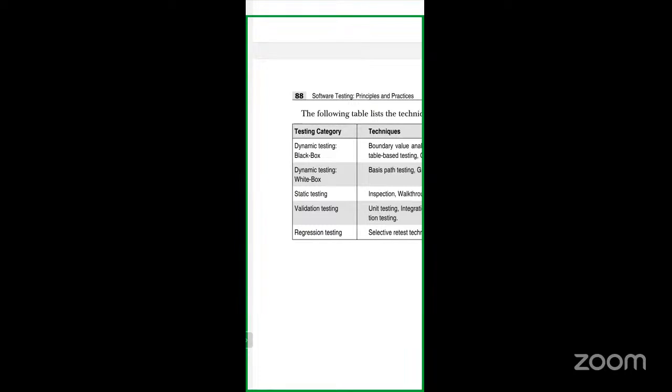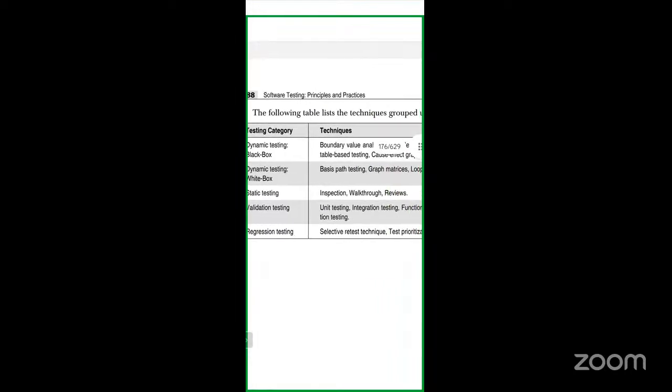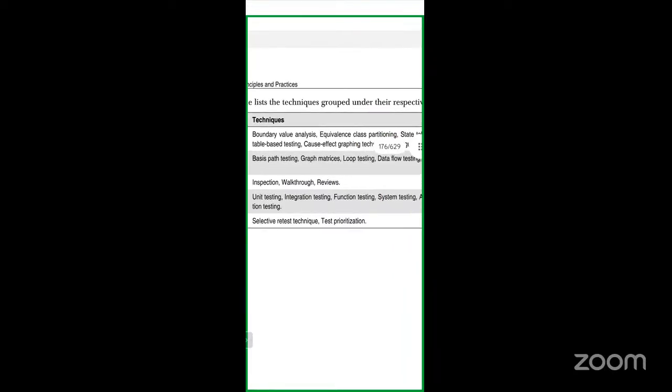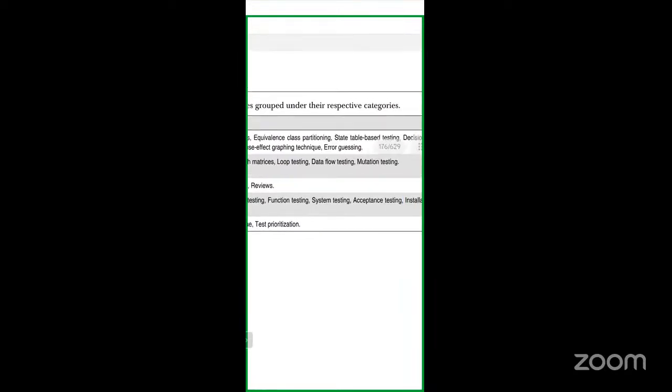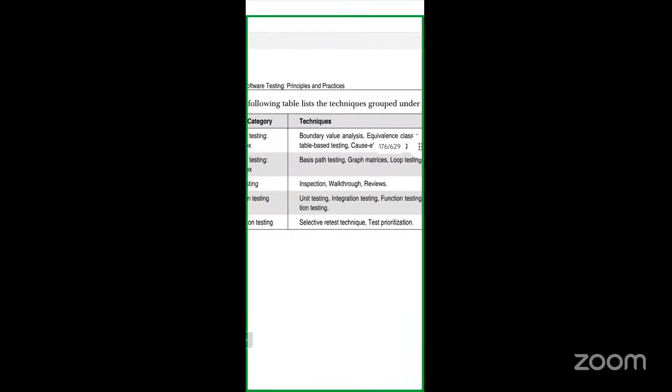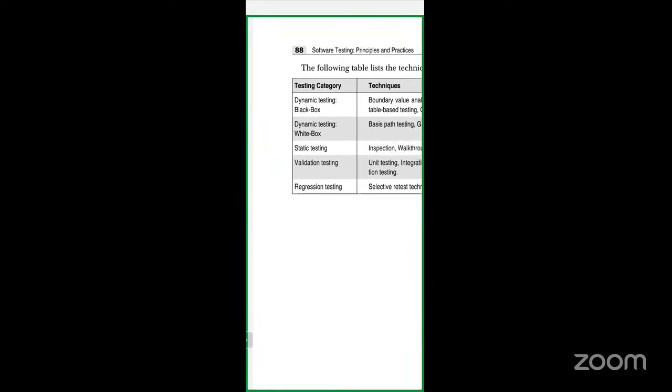So coming to white box testing, we will be having basis path testing, that is basic path testing we can say, and graph matrices, loop testing, data flow testing, and mutation testing. These testings we will be seeing in the next part, which is our next part of our second unit. Then we will be checking for static testing.